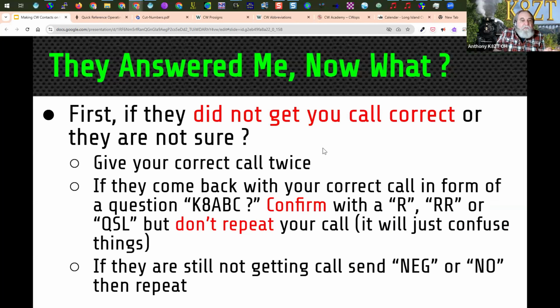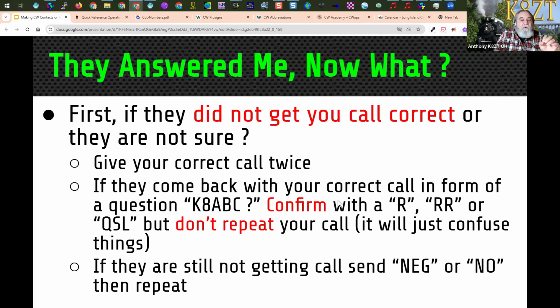So again, first, if they did not get your call correct or they're not sure, and they ask you for a repeat, give your call correct twice. Not 15 times, not 20 times, twice should be enough. Sometimes maybe 3 if they're really having problems, maybe there's bad fading. Here's probably the most important thing you will learn tonight, hopefully.